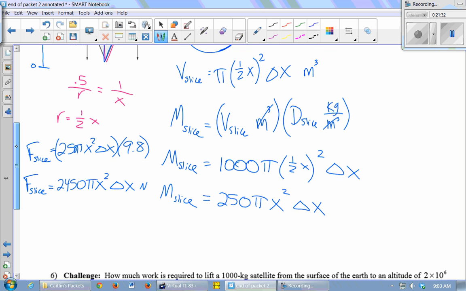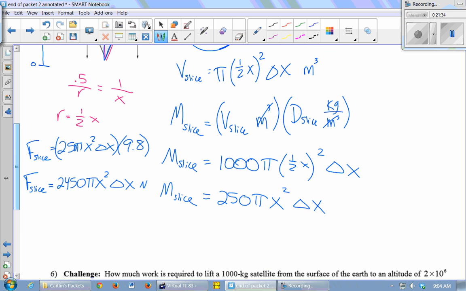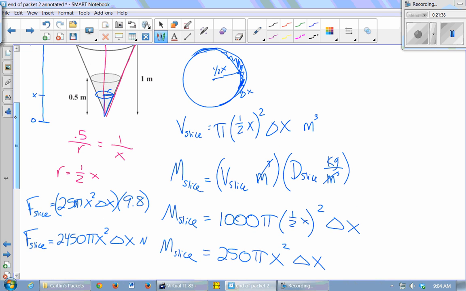All right, so I'm just calculating one piece at a time with the information I have, right? First, calculate the volume of a slice. Use that to get the mass of the slice. Use that to get the force of gravity acting on that slice. So now that I have force, I just need distance, because force times distance will give me work.